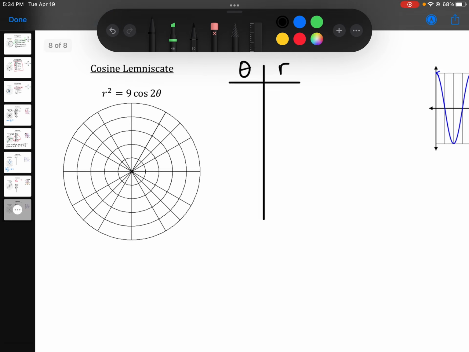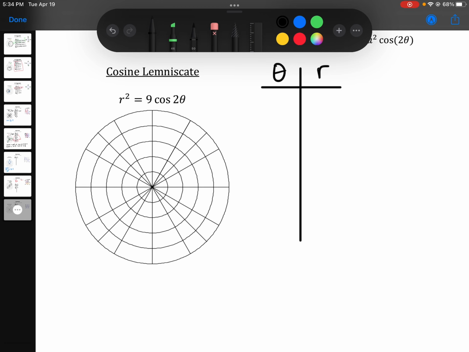Okay, so the cosine one, let's see if we can do it the quick way. But once again, if you need the table, plug in points. But the quick way, I'm going to go ahead and find my length. My length would be the square root of 9, or 3. So right here.